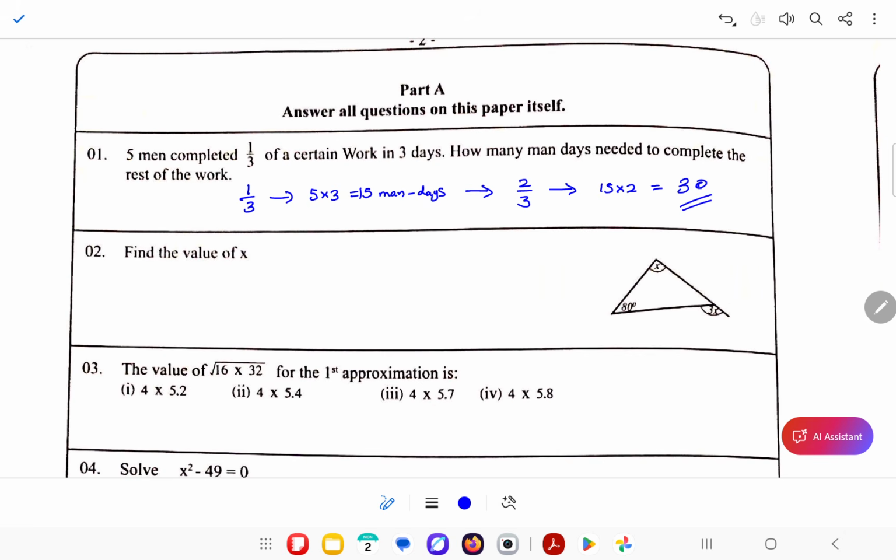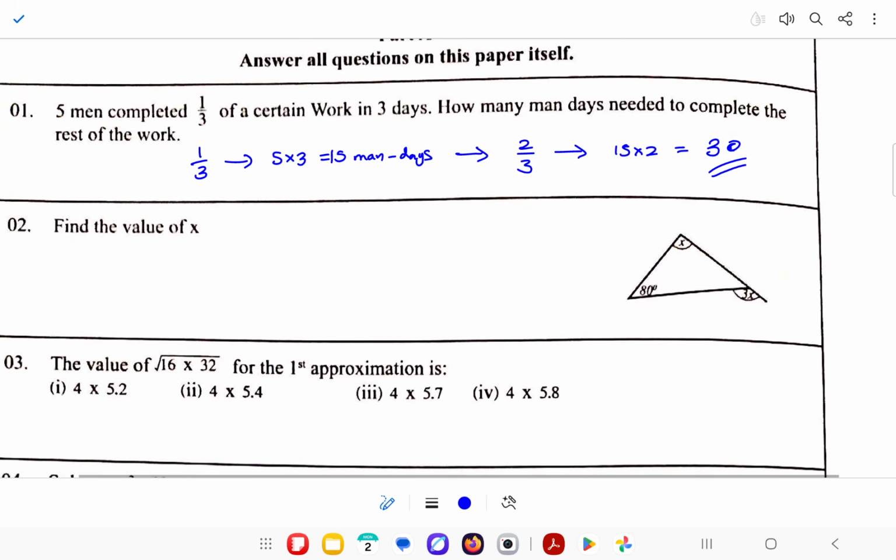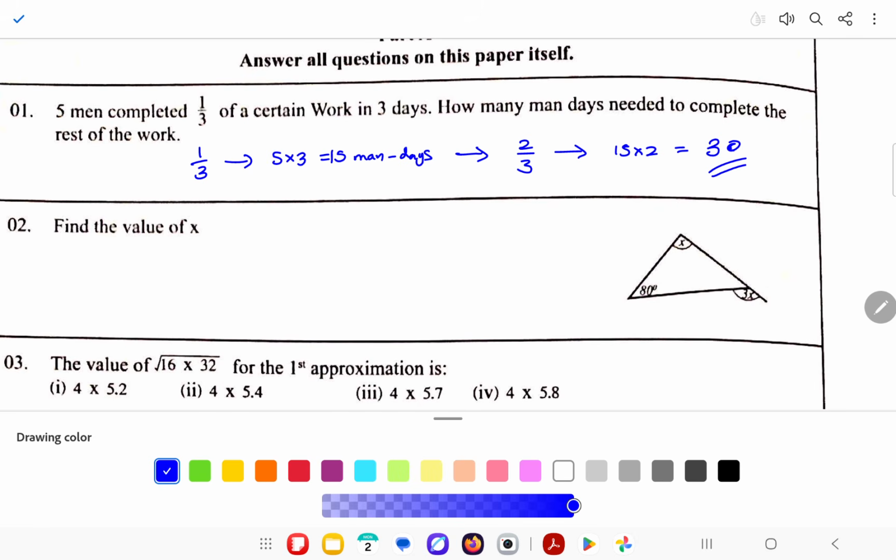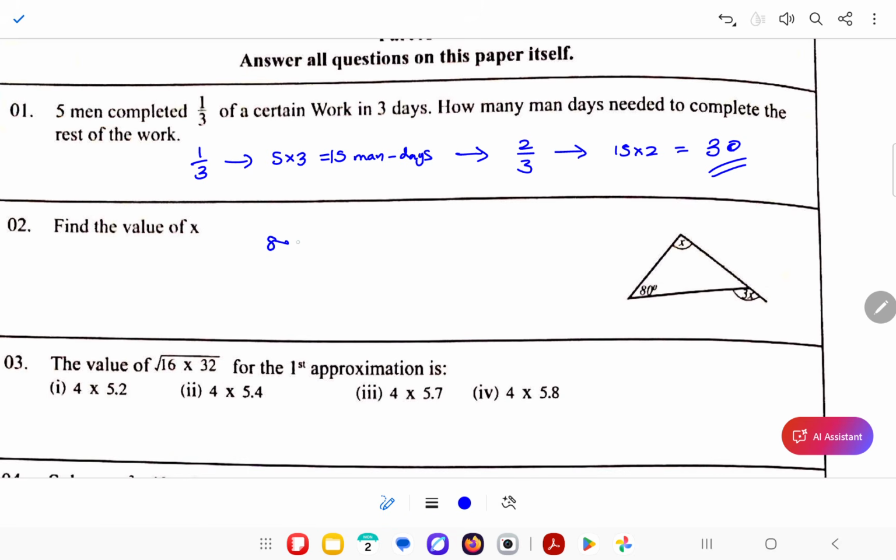Right, then let's look at question 2. Find the value of x. So if you look at the triangle, the external angle is equal to what? The sum of the internal angles here. So using that, 80 plus x is equal to 3x. So 2x is equal to 40 degrees. So x is equal to 20 degrees.